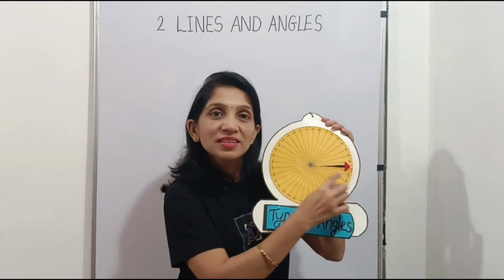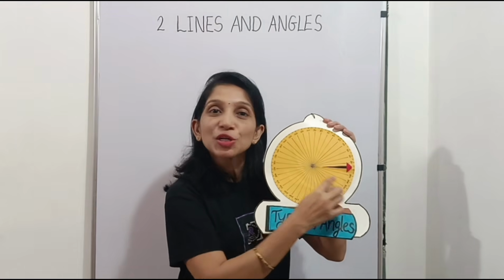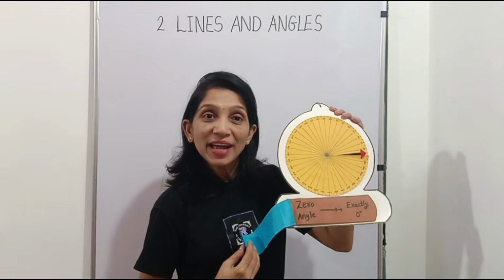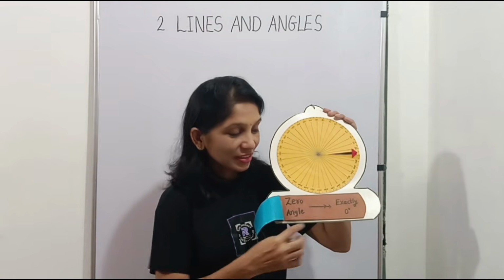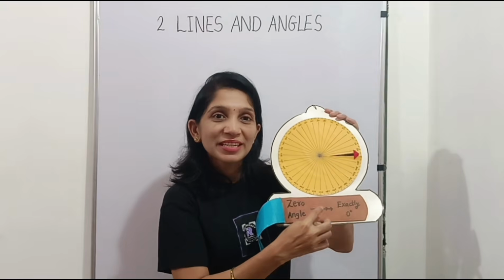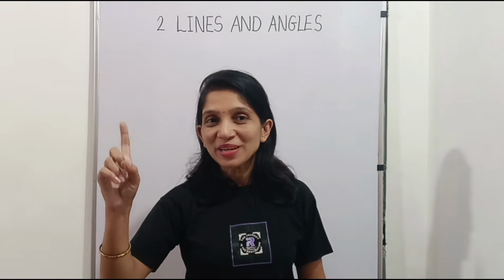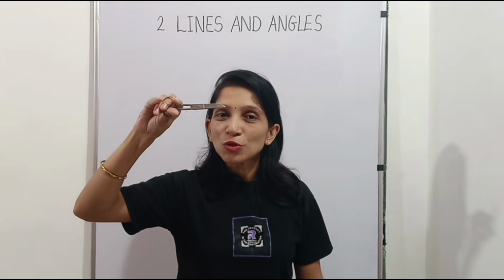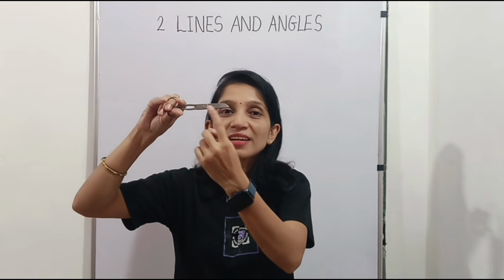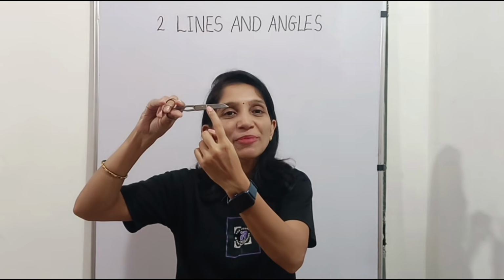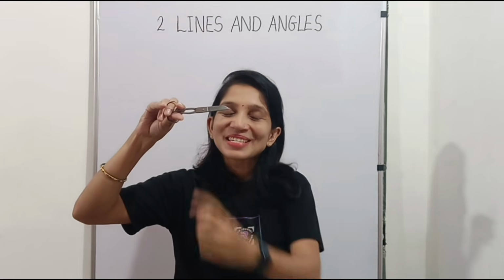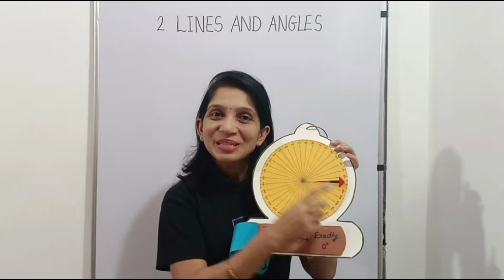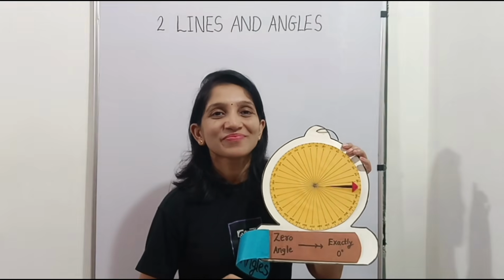Both arms are overlapping, no gap. Code name, zero angle. Rule, exactly 0 degree. Example, when scissors are closed, both blades are overlapping with no gaps. That is zero angle. Stuck together, 0, you are busted.